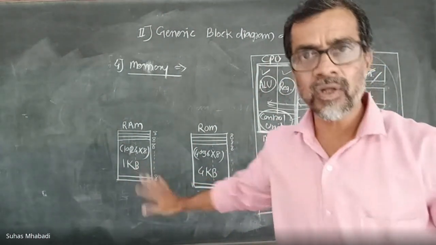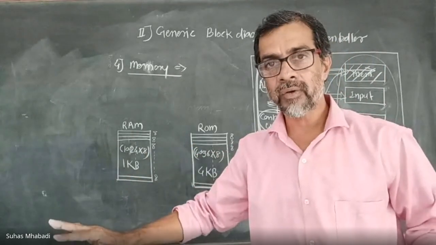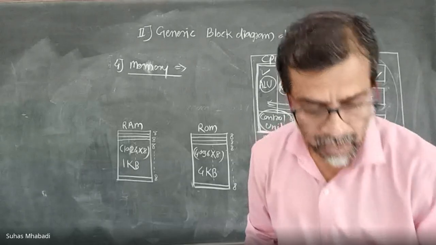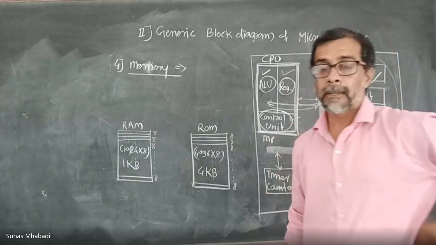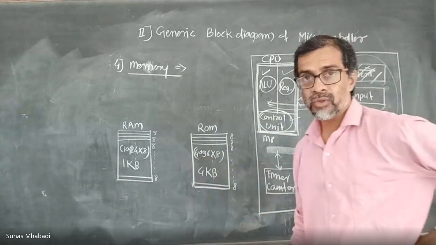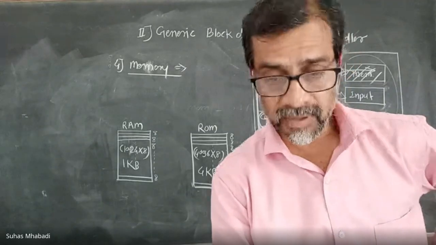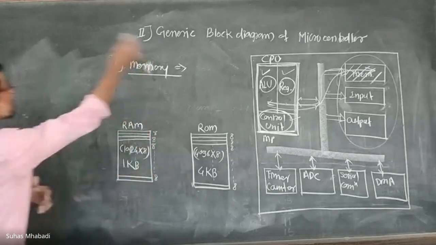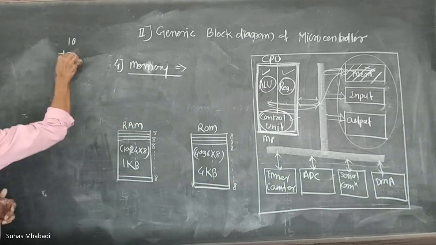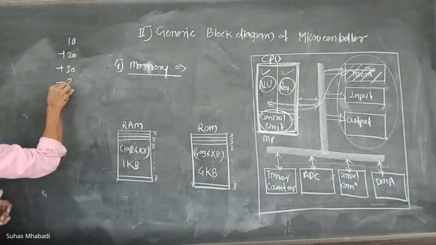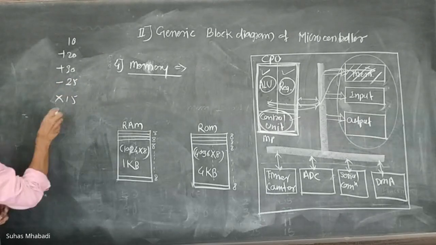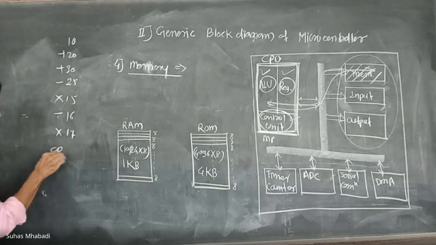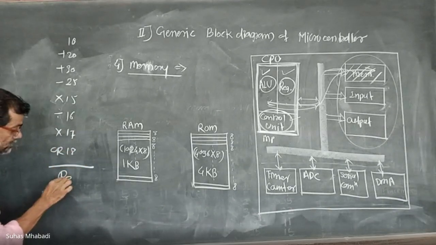Now this is not the actual size. The actual size of a microcontroller's memory is different. This is just given as an example. Now we must find out what the purpose is. The purpose of memory is to store data or a program. Let me give you an example. Suppose my program consists of 10 plus 20 plus 30 minus 25 multiplied by 15 divided by 16 multiplied by 17 logically OR 18 AND, and get the answer in terms of a result.